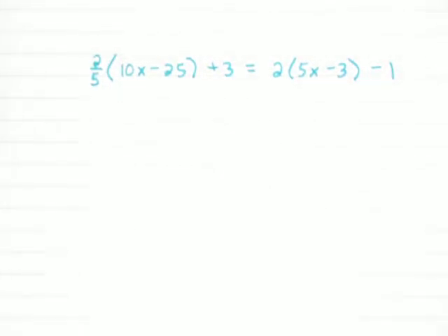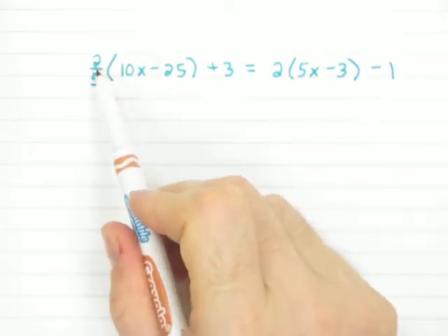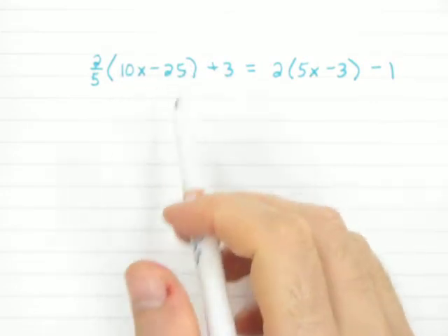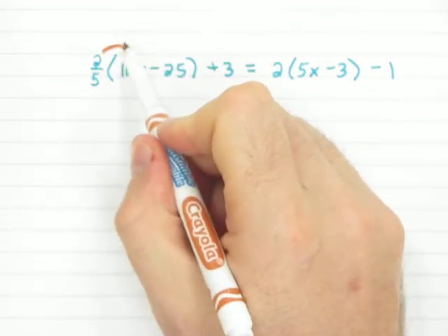Another example, how to solve an equation. This has a lot of the mechanics. We see a lot of distributing in here. We see a fraction being distributed across a set of parentheses. So we'll start with that.